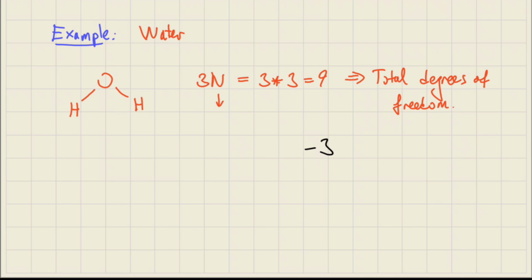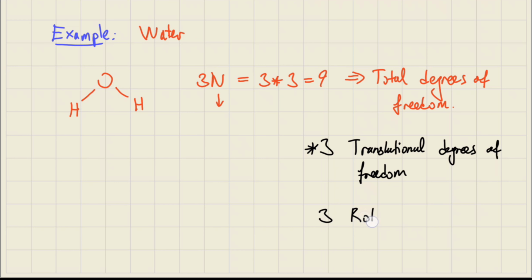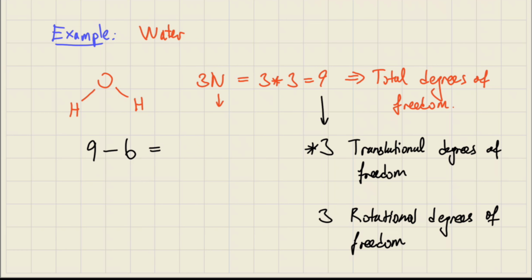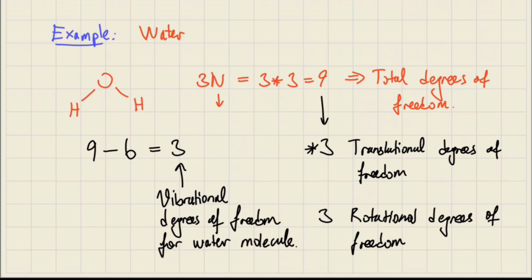We have 3 translational degrees of freedom, and we have 3 rotational degrees of freedom. If you want to find the vibrational degrees of freedom, we have to subtract these two 3s, which will be 9 minus 6, so that we have 3 vibrational degrees of freedom for the water molecule.